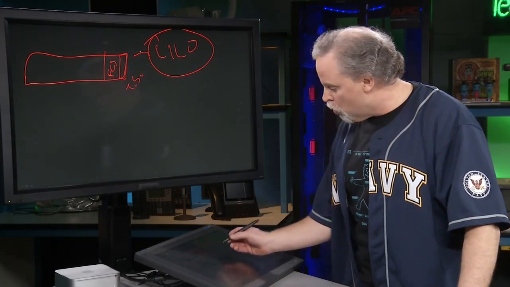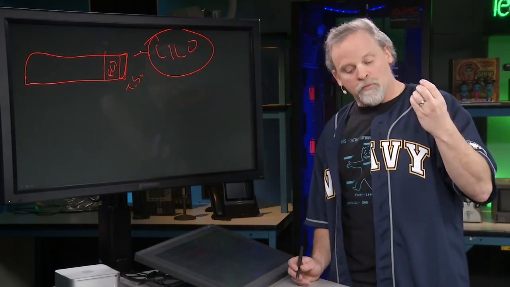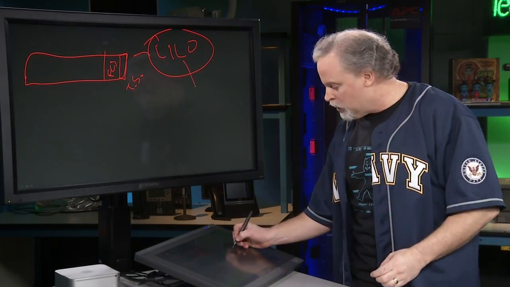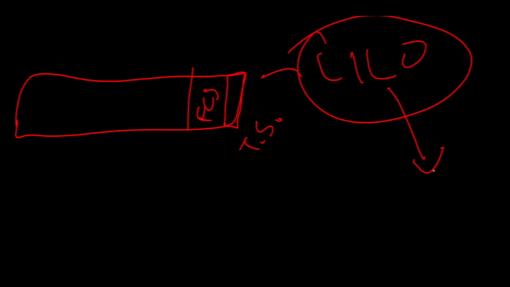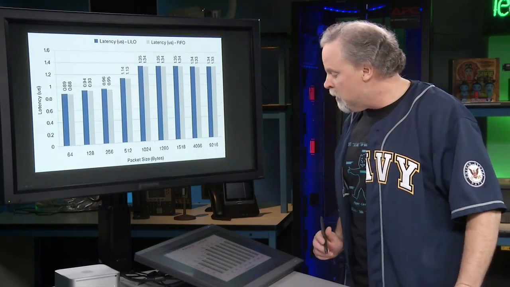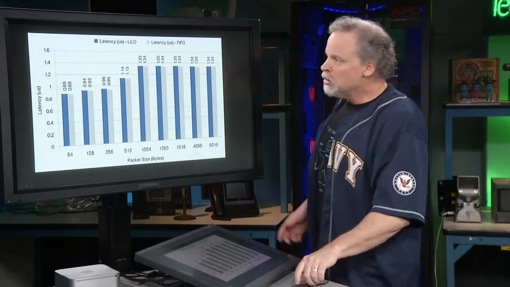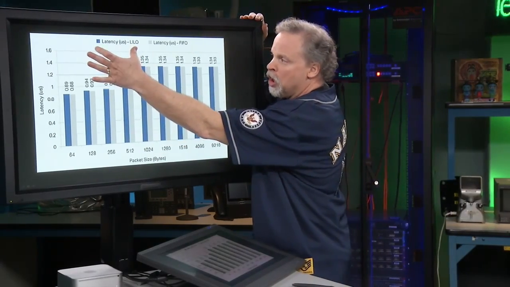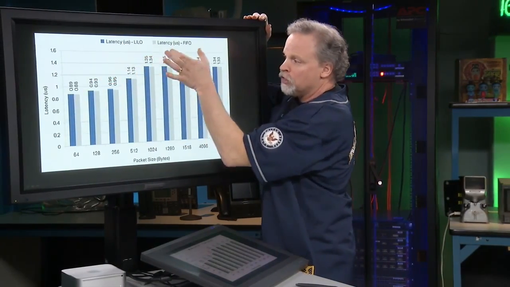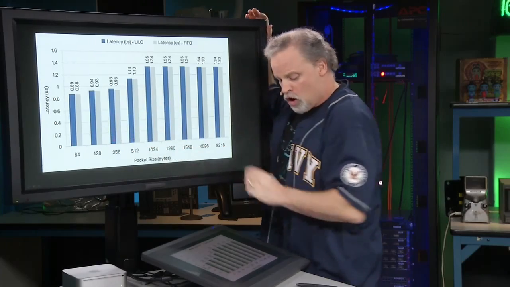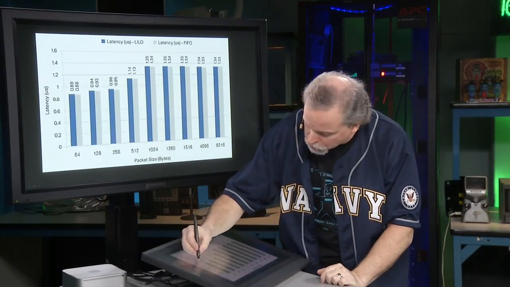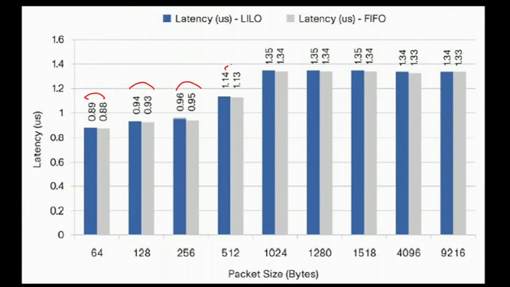So how do we get that? What we know is that when we're building out a LILO measurement, LILO is really about the same as first in, first out. We can see that based upon a test. We're comparing our latency measures here, LILO versus FIFO, and you can see they're pretty tight. Those measurements are very close together.